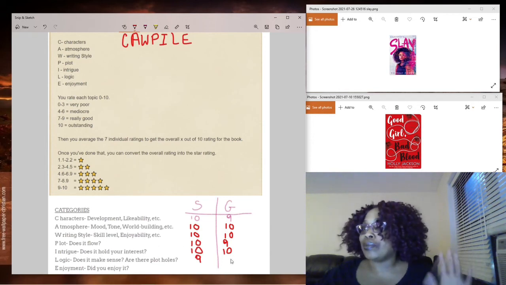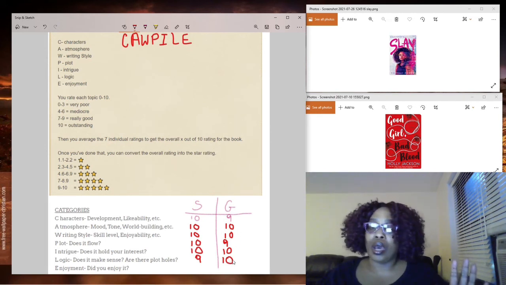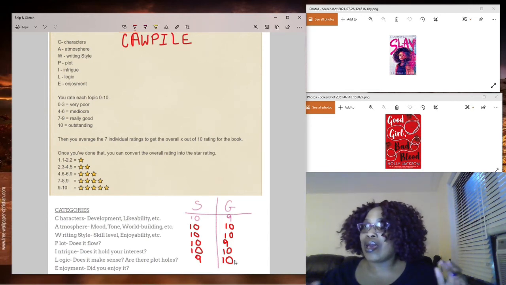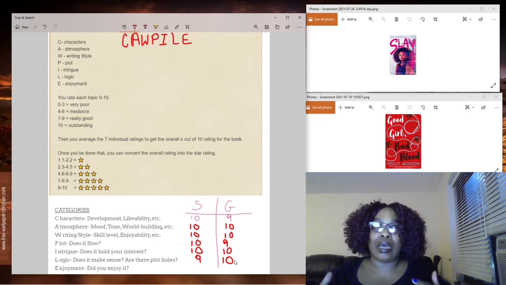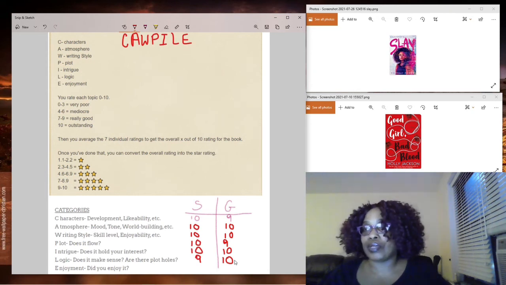Good Girl's Guide to Murder, I gave it a 10. I know I mentioned the characters and the plot flow, but even though I had a problem with the plot flowing, there really were no holes left in the story. The plot flow and the characters for me was a 9 because I had to do a whole lot of note taking to keep track of every single character.